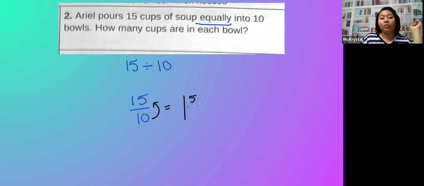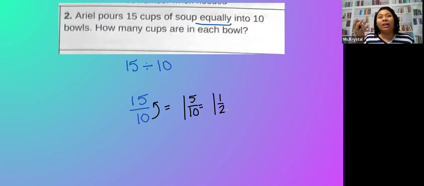5 over 10. You probably are a step ahead at this point because we can see that is a halfway problem, which lets us know it's actually 1/2. 5 is half of 10, right? So it's 1 and 1/2. 1 and 1/2 what? We're talking about cups per bowl. This is how many cups you're getting in each bowl.